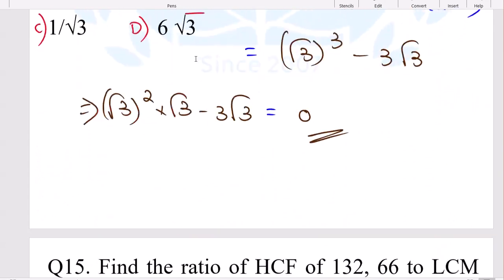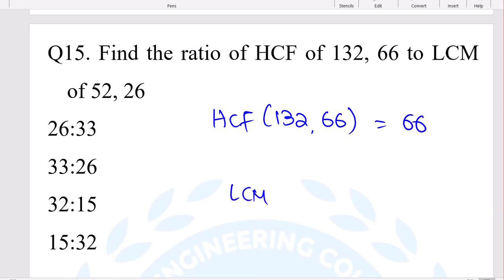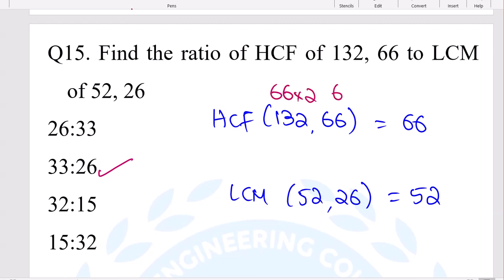Next, 14 done, 15th one. Ratio of HCF of 132 and 66, which is nothing but 66 only. LCM for 52 and 26, which is nothing but 52. Now the ratio of these two is 33 to 26. See, this is a straightforward question on HCF, LCM. Listen, in both of these, one number is a multiple of the other one. 132 is 66 into 2, and this is 66 into 1.